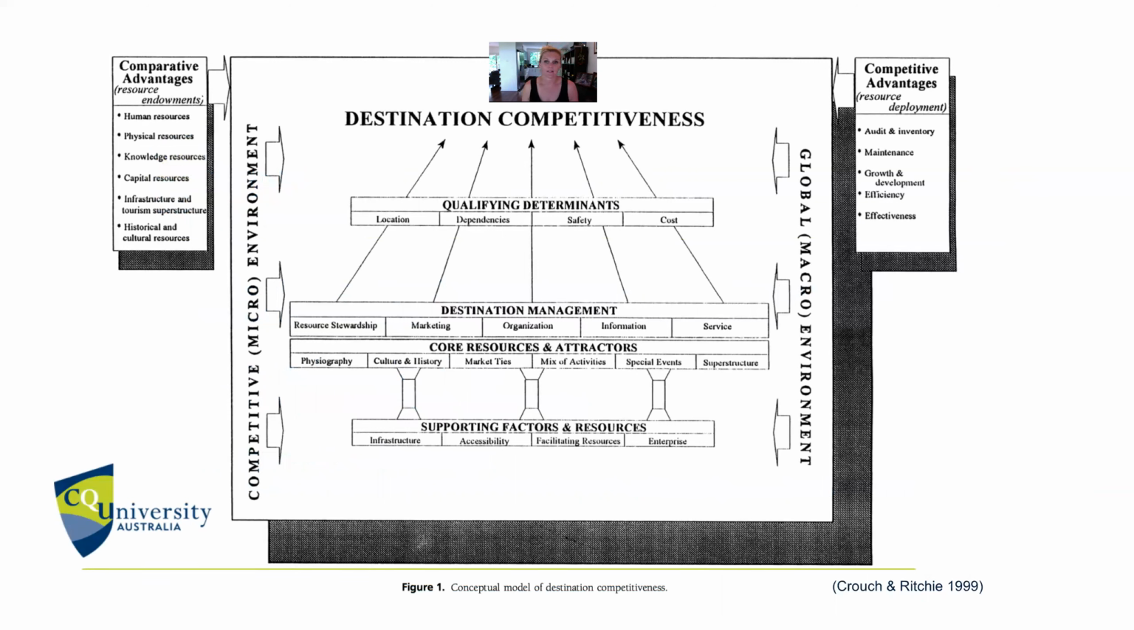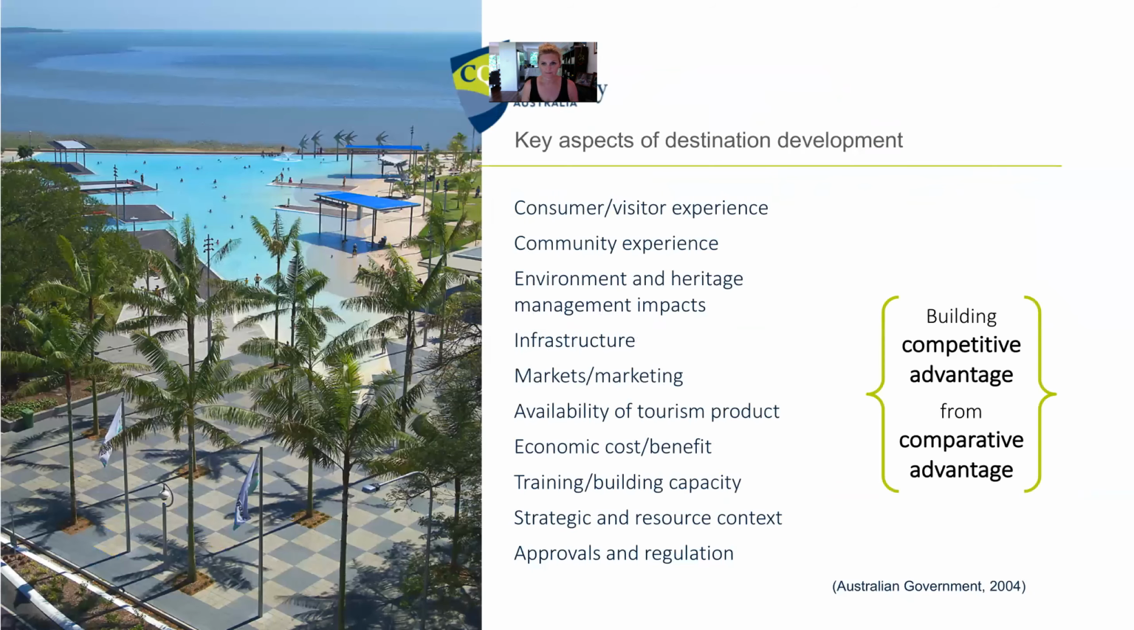Look, this is a diagram. It's from Crouch and Ritchie. This is a sort of a diagram of comparative advantages versus competitive advantages and how you make the most of these to develop destination competitiveness. I'll let you have a look at that. There's nothing too thrilling in there. I think I've made my point.